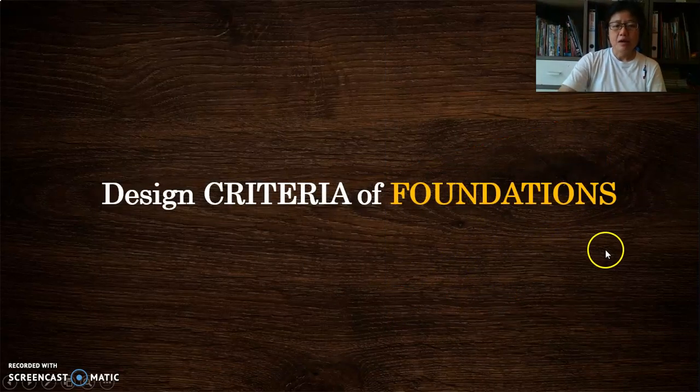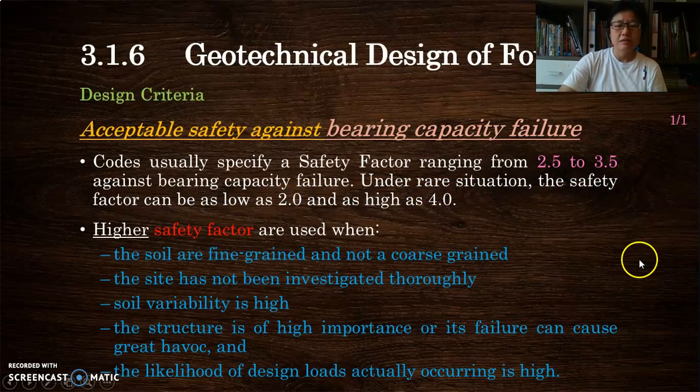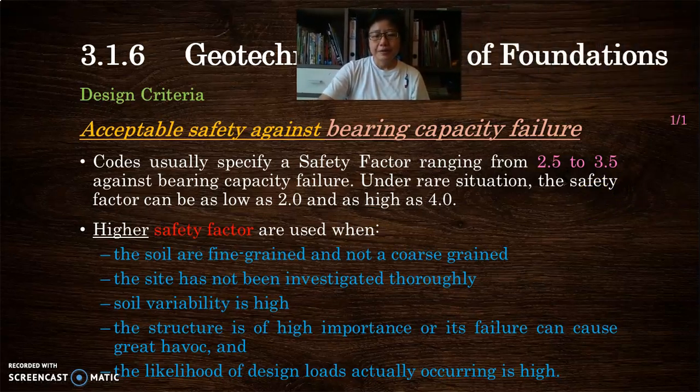Okay. Now, what are the design criteria that we look at in designing the foundation? First and foremost, we look at the bearing capacity failure, and the safety factor we're looking at is 2.5 to 3.5. As you can see, they are quite high, 2.5 times to 3.5 times, sometimes even as high as 5, depending on how confident we are of the bearing capacity that we can derive from the ground.